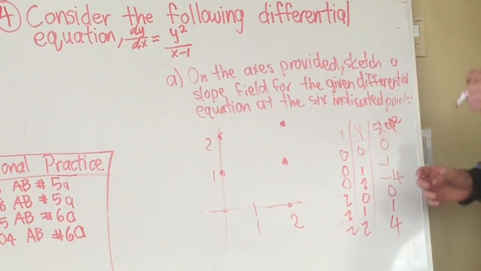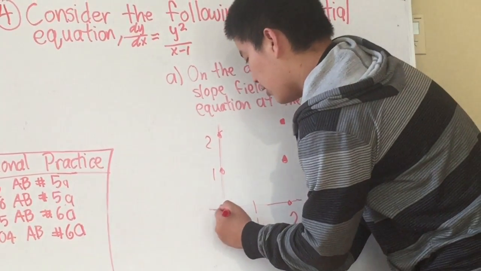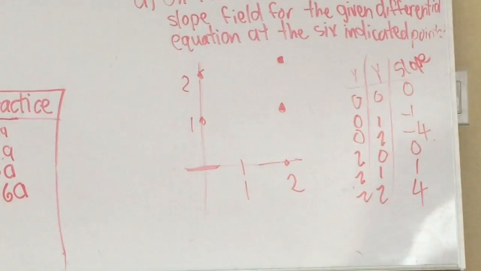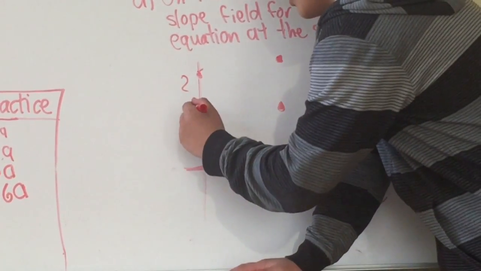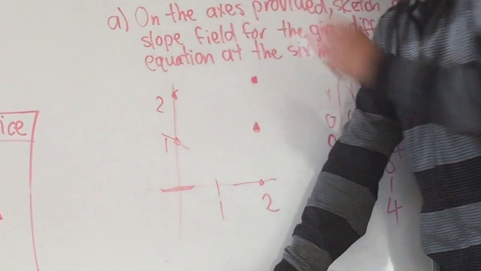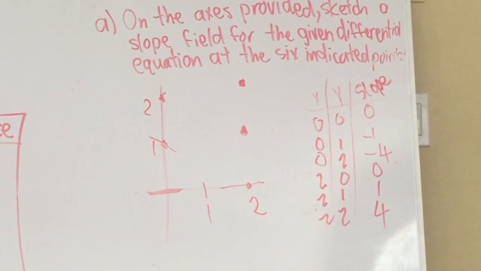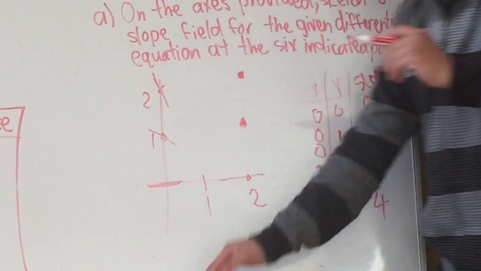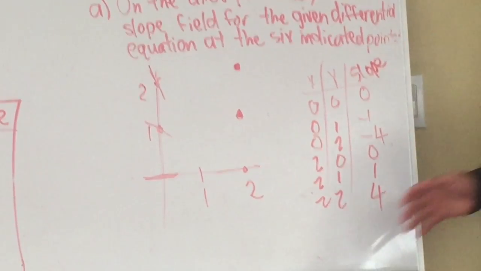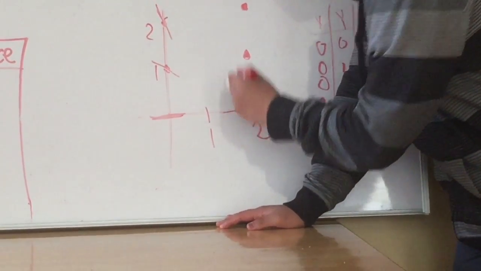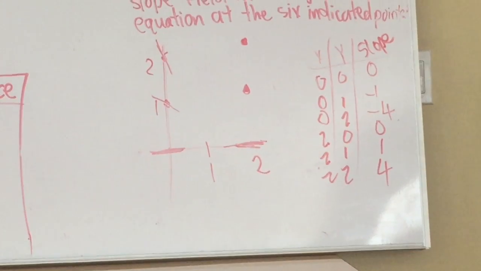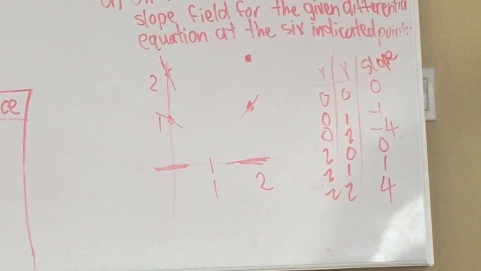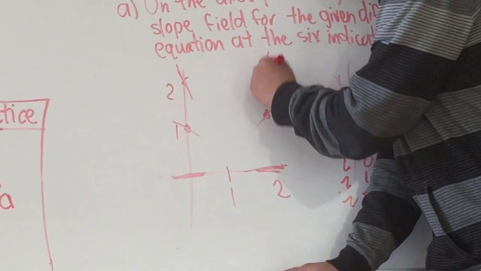So at the point (0, 0), the slope is equal to 0, so we can just draw a horizontal line to represent that slope. At the point (0, 1), the slope is equal to negative 1, so we just draw a downward sloping line with a slope of 1 to represent that slope. At the point (0, 2), we just draw a steeper downward sloping line to represent a slope of negative 4. At the point (2, 0), we draw a horizontal line to represent a slope of 0. At the point (2, 1), we draw a slope of 1. At the point (2, 2), we draw a steeper line to represent a slope of 4.